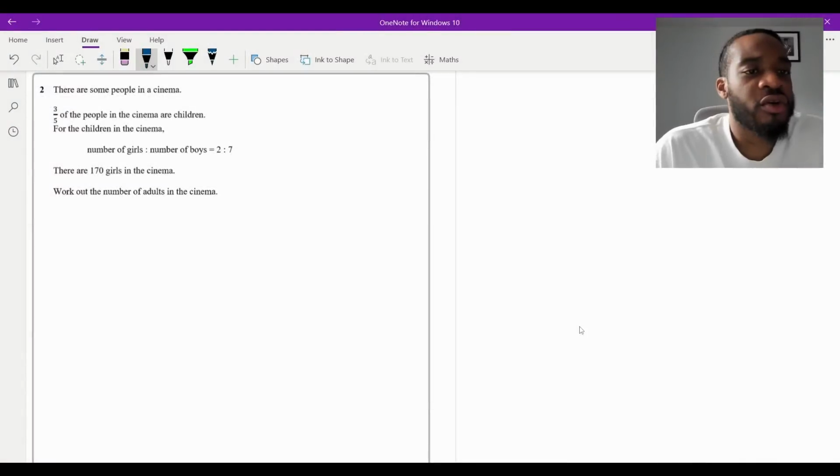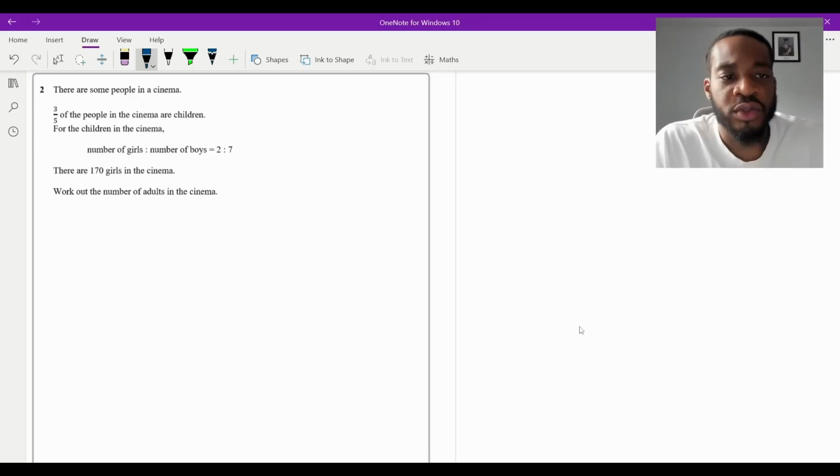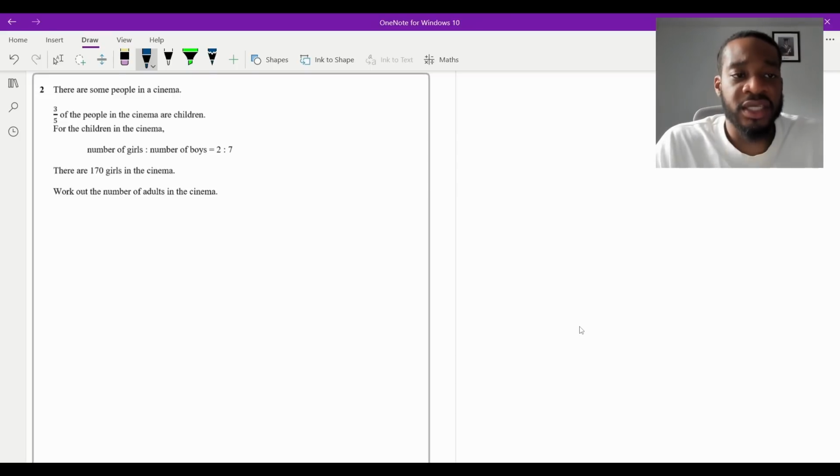Okay, so question two says there are some people in the cinema. Three-fifths of the people in the cinema are children. For the children in the cinema, the number of girls to the number of boys is in the ratio 2 to 7. There are 170 girls in the cinema. Work out the number of adults in the cinema. This is 5 marks.